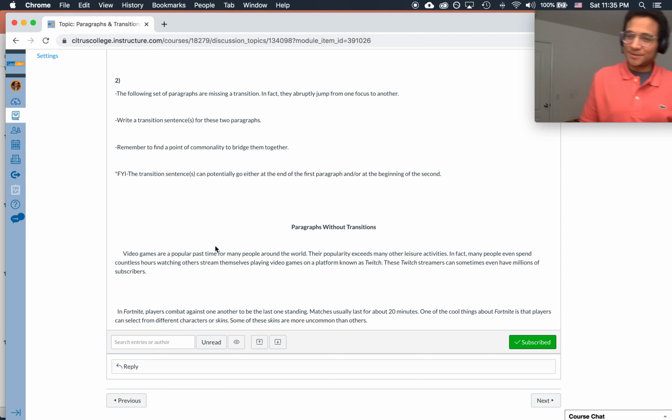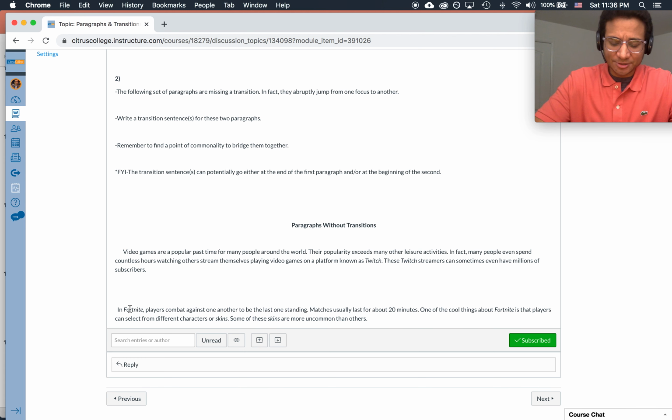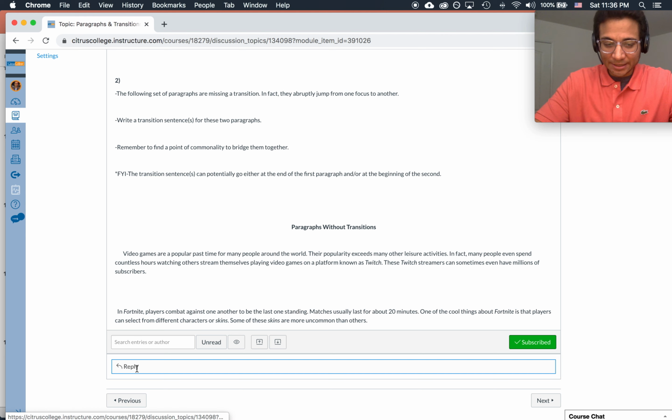Whoa, you see how that's such a sudden jump? One moment you're talking about video games and their popularity, and then you're talking about how they're so popular that people are watching gamers stream. But the larger topic is the popularity of video games, right? So if you're talking about the popularity of video games, and all of a sudden, boom, you're talking about Fortnite, what? That is such an abrupt transition. It is so jumpy. So it's going to be your job to create a transition.